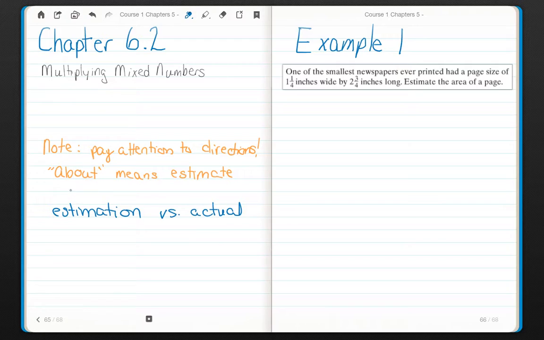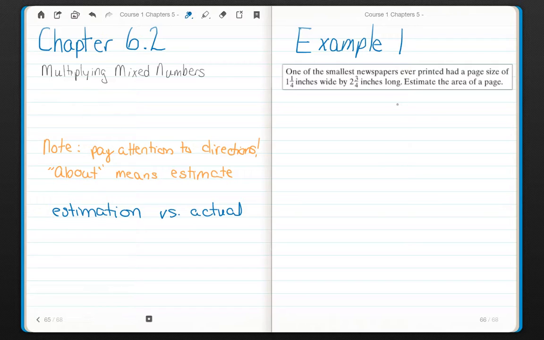When you're doing word problems, remember if you see the word about, that means that you need to estimate. So look for those key words. This whole lesson is going to be on multiplication, but if you see that word about, you need to make sure that you are estimating, okay? So let's hit example number 1.